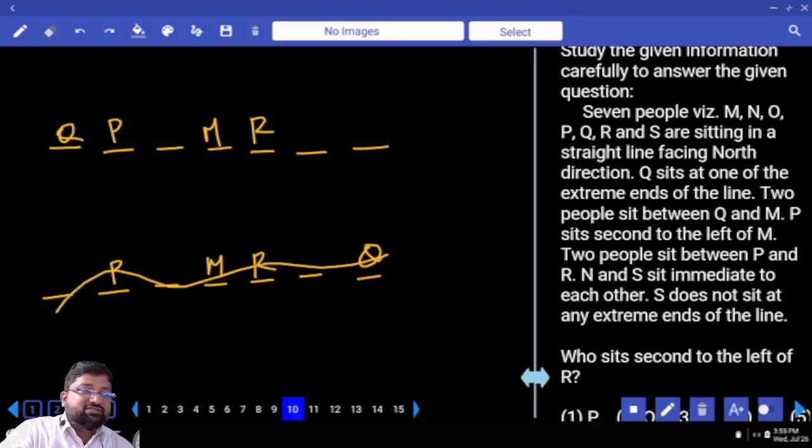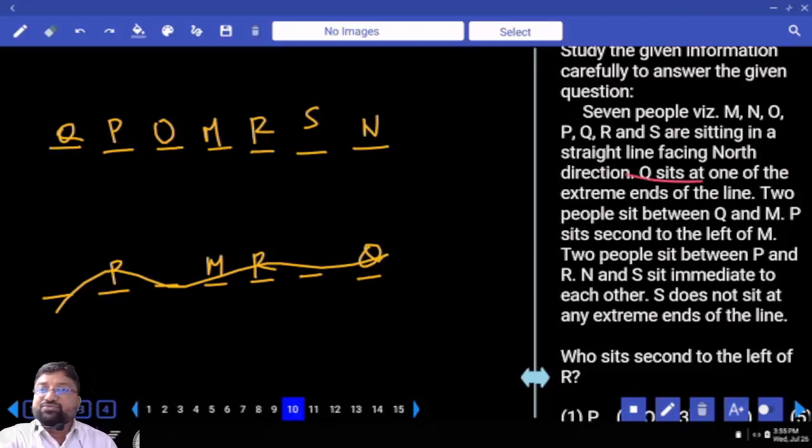In the second case it is not possible. S does not sit at any extreme end. This is N. Who is left out? O. Am I done with the question? Yes. Why did I split this question into 2 possibilities? Because there are multiple possibilities on Q.